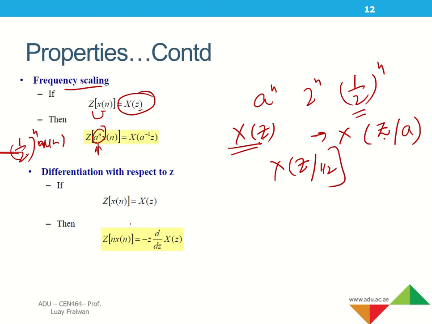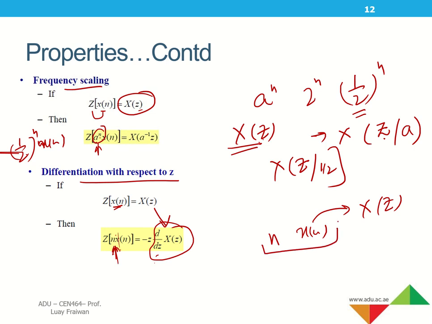If you multiply the signal with n in the time domain, then this is equal to the derivative of the Z transform in the frequency domain. This is called differentiation with respect to z, or multiplication with n. If the original signal is multiplied with n, then to calculate the Z transform of this complete signal, just take the derivative of the original Z transform and multiply with minus z.